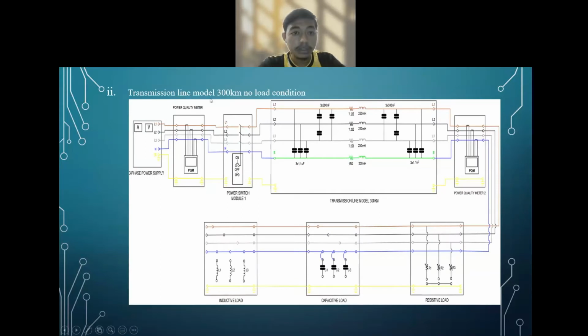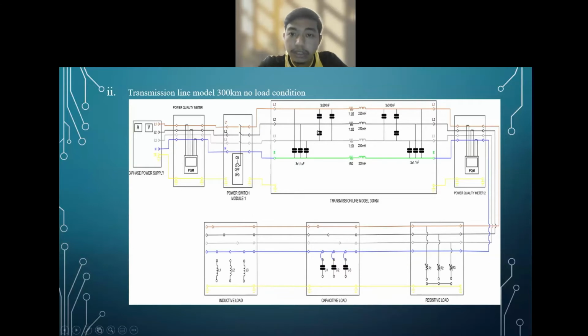Then the transmission line model 300 kilometer no load condition. From the three-phase power supply, go to the power quality meter 1, that is the sending end section reading, and go to the power switch module 1 through the transmission line model 300 kilometer and go to the power quality meter 2, that meter is reading for the receiving end section, and go to the resistive load, capacitive load and inductive load. The three loads are also open circuit, there is no load.